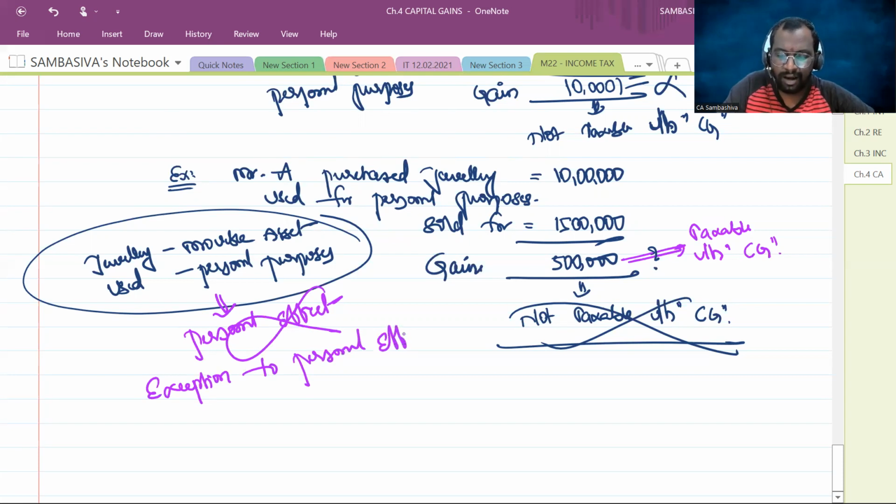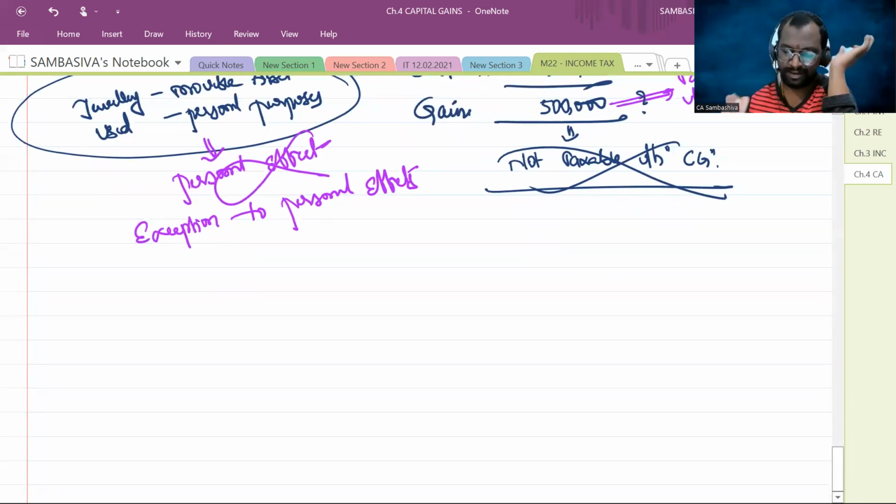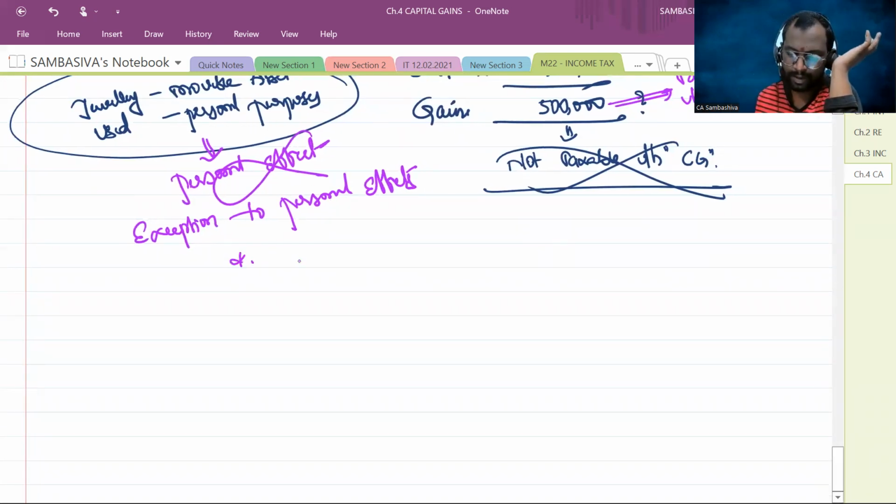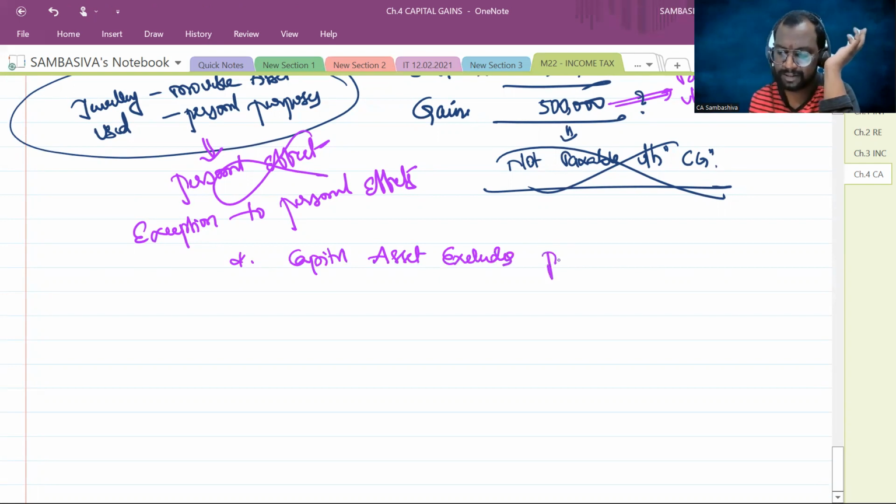Personal effects have some exceptions, ma'am. Even though it is a movable asset, even though it is used for personal purposes, still it is not to be treated as a personal effect. Sir, we have learned so far that capital asset excludes personal effects. Capital asset excludes personal effects.